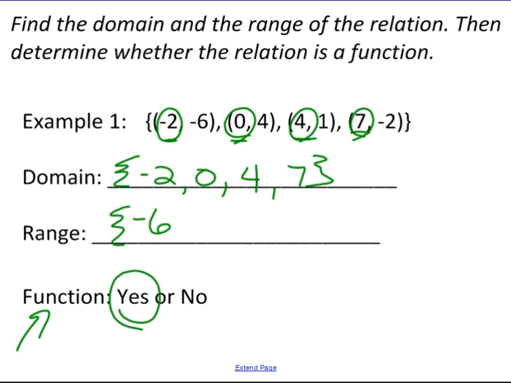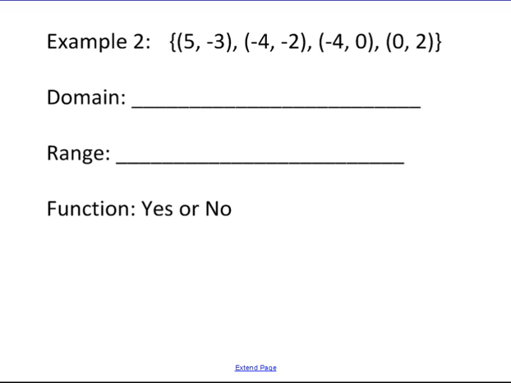And the range, -6, 4, 1, and -2. They can be put in order. They don't have to be put in order. It doesn't matter with a set. I'm going to have you do this example on your own.